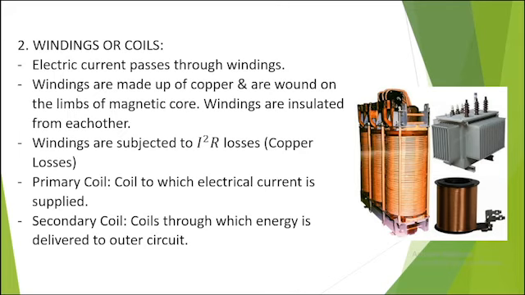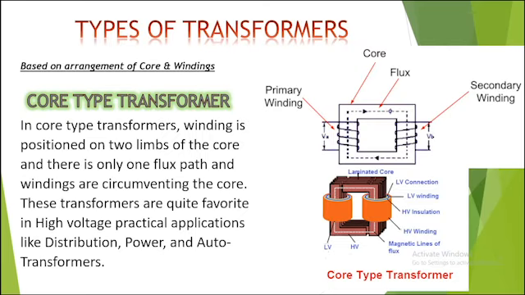What are these losses? I square R, power loss or undesirable transfer of energy in an electrical device, is caused by the flow of current, that is I, through a resistance that is denoted by R, and that requires double power consumption. The primary coil is the coil to which electrical current is supplied and the secondary coil is the coil through which energy is delivered to the outer circuit.